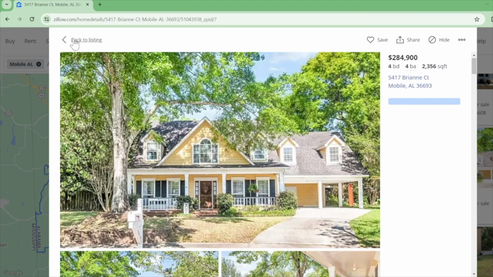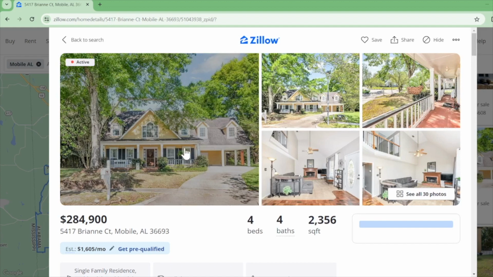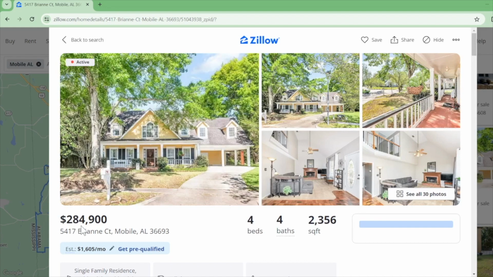for $284,000. So, okay. We looked at the pictures. Looks good. The price. It's in our price range, $284,000. It's under the $300,000 mark, right? So we're good on that. And the estimated monthly payment on this home looks like it's $1,600.